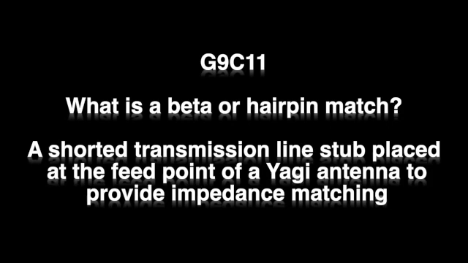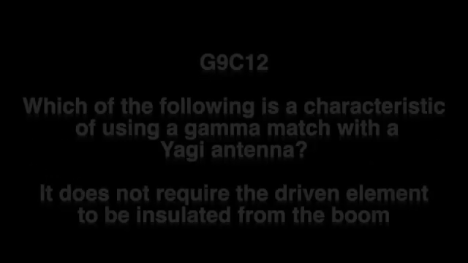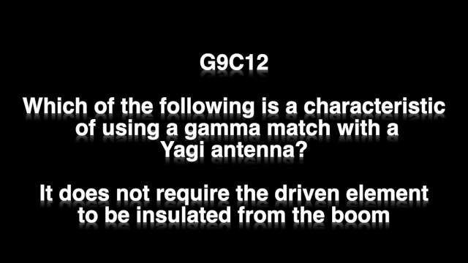G9C11. What is a beta or hairpin match? A shorted transmission line stub placed at the feed point of a Yagi antenna to provide impedance matching. G9C12. Which of the following is a characteristic of using a gamma match with a Yagi antenna? It does not require the driven element to be insulated from the boom. Group G9D, specialized antenna types and applications.